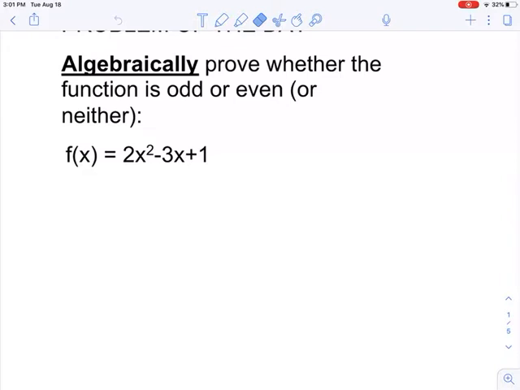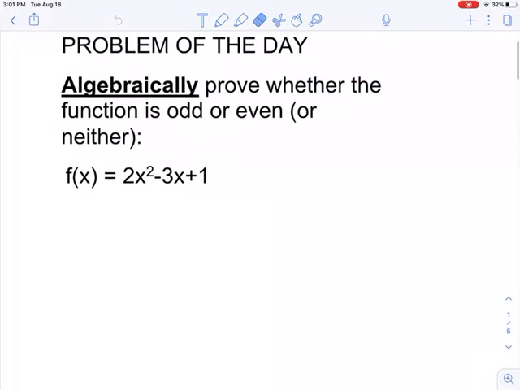Good morning, Honors Pre-Calculus. Go ahead and have out something to do our warm-up problem, our problem of the day. This can be in your homework or it can be in your notes somewhere.